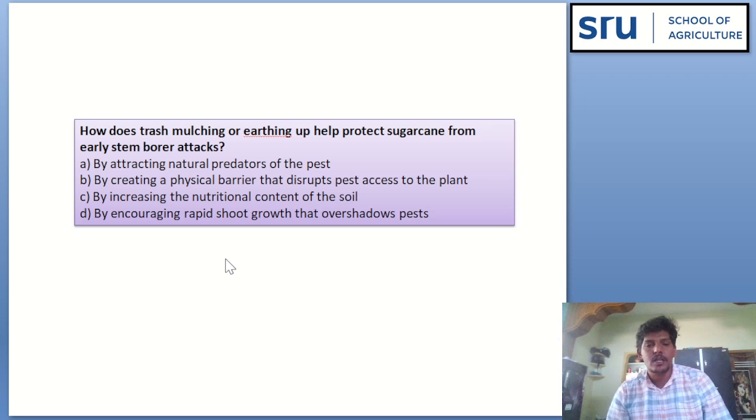How does trash mulching or earthing off help protect sugarcane from early stem borer attack? By attracting natural predators of the pest, by creating a physical barrier that disrupts pest access to the plant, by increasing the nutritional content of the soil, by increasing rapid shoot growth that overshadows pests. Here the correct answer is B.